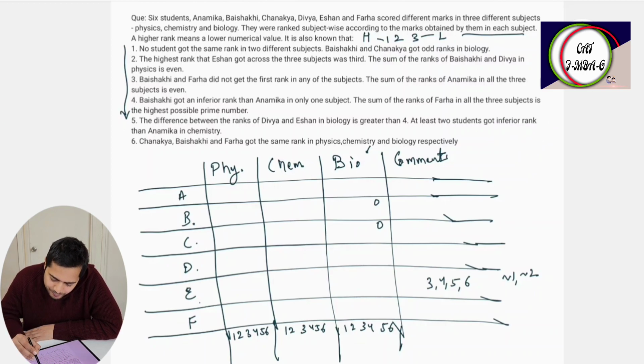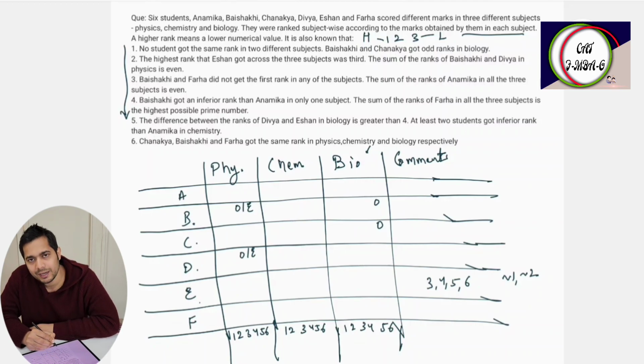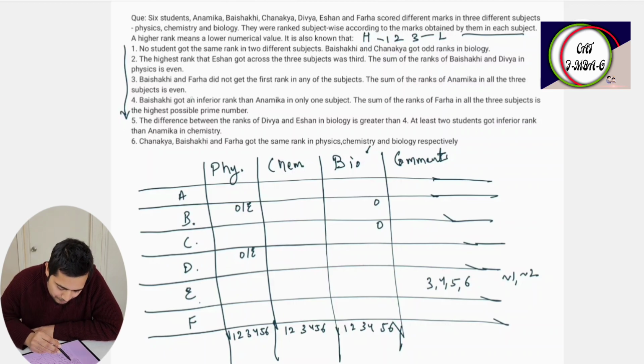So it is given that the sum of ranks of Baisakhi and Divya in physics is even. So either both can be odd or both can be even. That's why I am writing like this. Baisakhi and Farah did not get the first rank in any of the subjects. So B cannot get 1, Farah cannot get 1. So this cannot get 1, this cannot get 1, this cannot get 1. Okay.